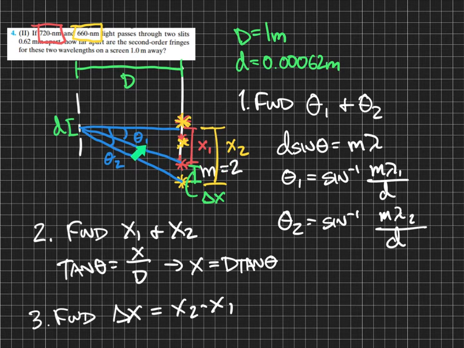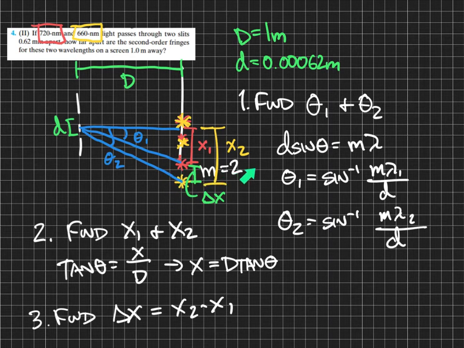Theta 1 is the angle made by this distance of 1 meter and how far the fringe is from the central maximum. That angle is theta 1. Theta 2 would be for my yellow color here. Basically the goal is to find delta x, right? How far apart are they at the second order maximum?